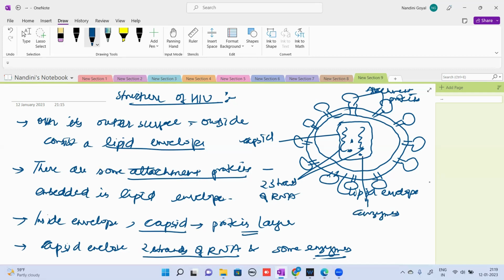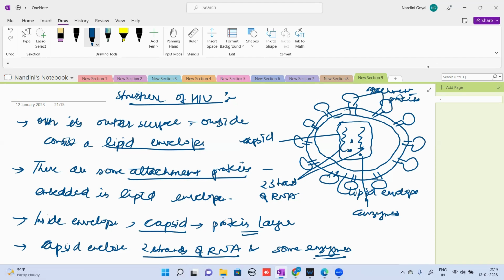Got it? So this is the basic structure of the HIV. That is how the HIV looks. On the outer surface, it has a lipid envelope upon which there are some attachment proteins embedded. Inside the envelope, there is a capsid which is made up of protein. Inside the capsid, there are two strands of RNA and some enzymes. Any doubt in this?